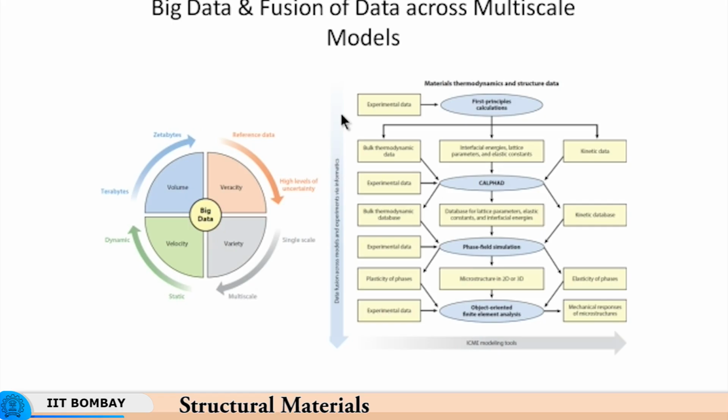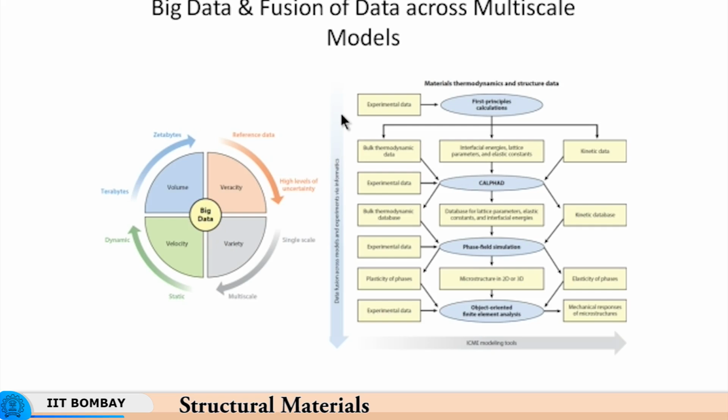Similarly, you have data variety in the form of single scale to multi scale. You have differences in velocities from static to dynamic data. Static data would mean it does not change with time, but dynamic data changes very rapidly with time. So, velocity is the speed with which data changes. Similarly, volume of data can range from terabytes to zettabytes. So, the volume of data can also have a big range. So, these are the 4 attributes of big data which can vary from one end to the other.